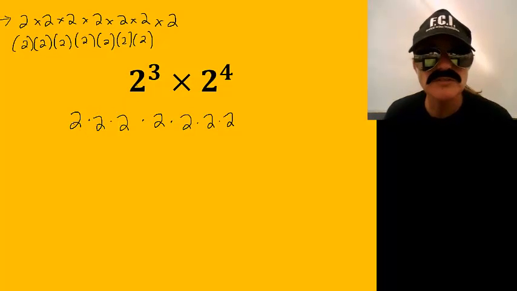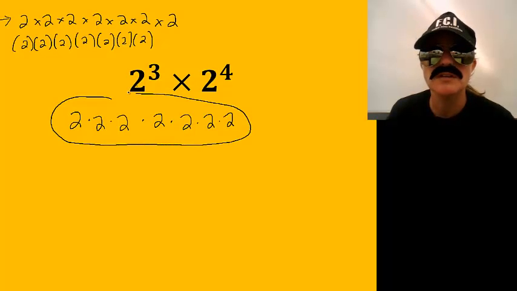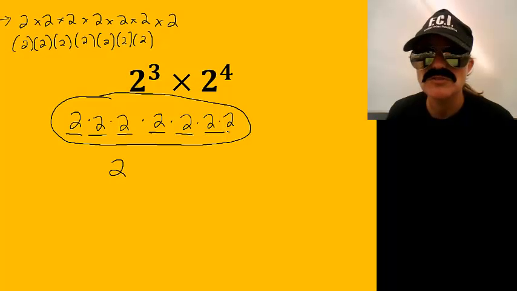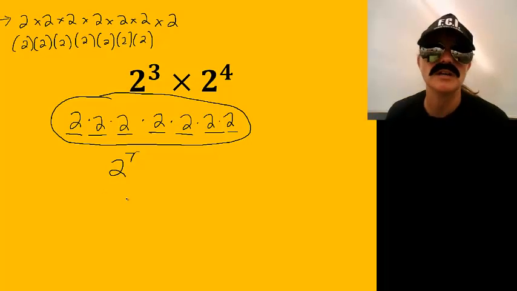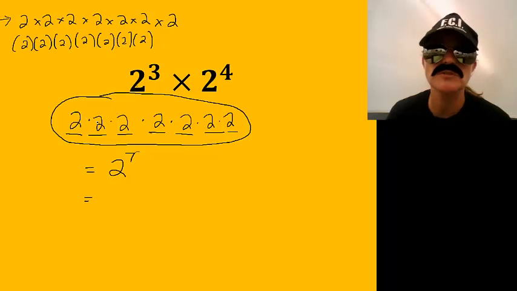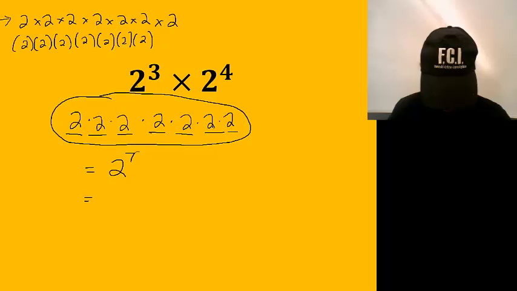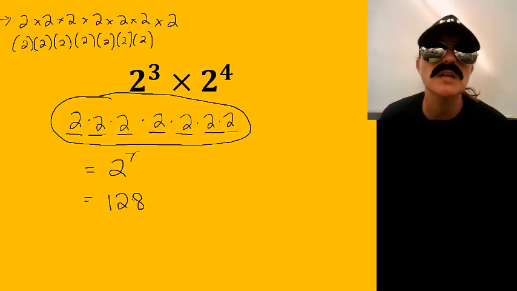Alright, so we have to show this whole thing as an exponential answer. So I'm going to write my base of 2, and then I'm going to count. 1, 2, 3, 4, 5, 6, 7. There are 7 2's, and that is your exponential answer. You then can use a calculator to do 2 times 2 times 2 times 2 times 2 times 2 times 2, and your answer would be 128.